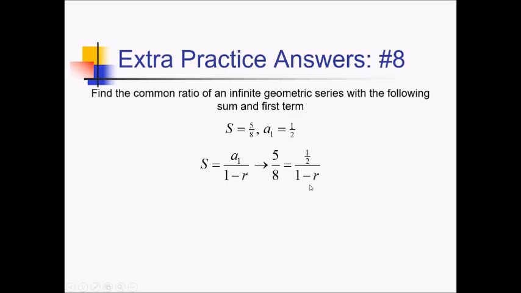Let me just solve for r now. I can do that by cross multiplying. So I've got 5 times 1 minus r, that's 5 minus 5r. And then 8 times 1/2 is going to be 4. Subtracting 5, that's going to be a -1 over there. Dividing by -5, we have an r value of 1/5.